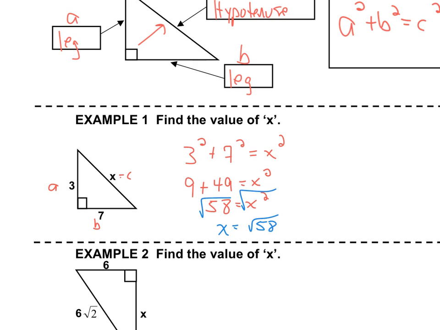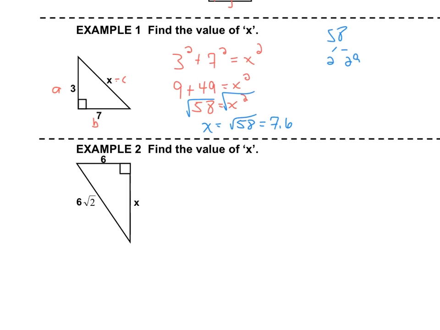I'm not going to kill you if you don't simplify, and this one can't be simplified anyway. If you want to give it to me in a decimal, that would be about 7.6. And if I tried to break down 58, it'd be 2 and 29. Since 29 is prime, there'd be no pairs anyway. Let's look at the next one.